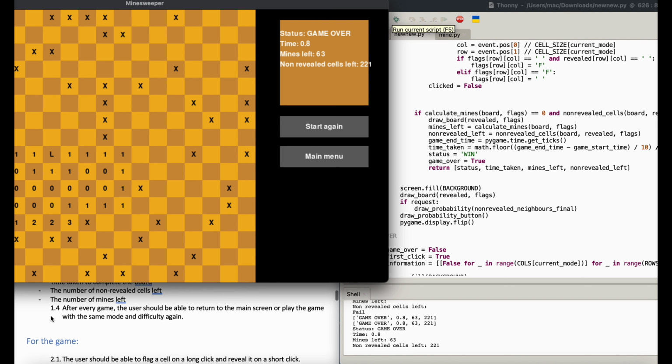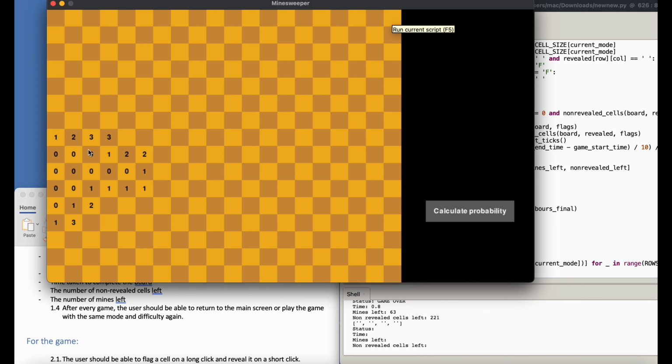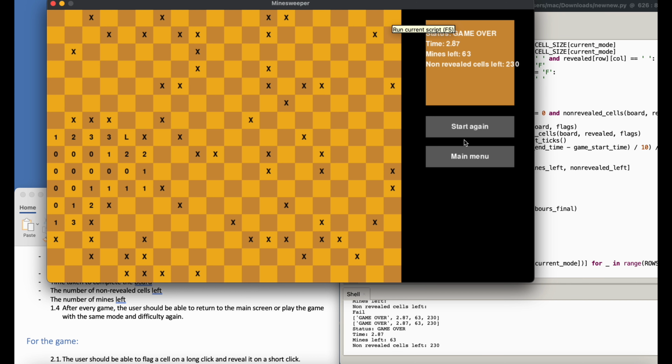Objective 1.4. After every game, the user should be able to return to the main screen or play the game with the same mode and difficulty again. Here we can see two buttons, which are Start Again and Main Menu. To start the same game again, we can choose this button, and we can play the game on the same board. To return to the main screen, we can choose this button.